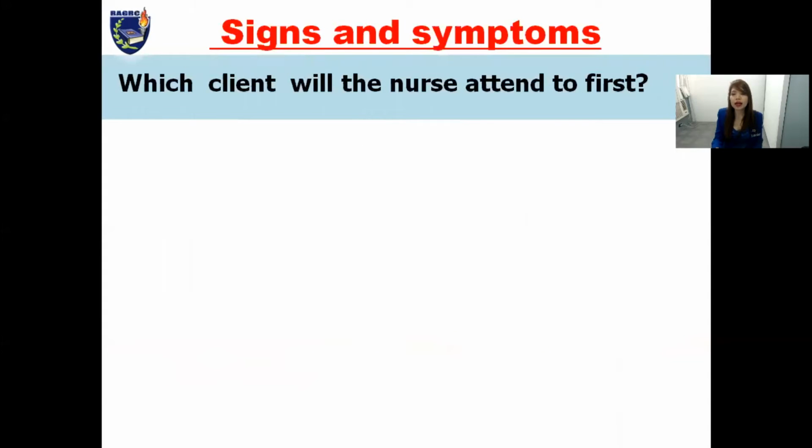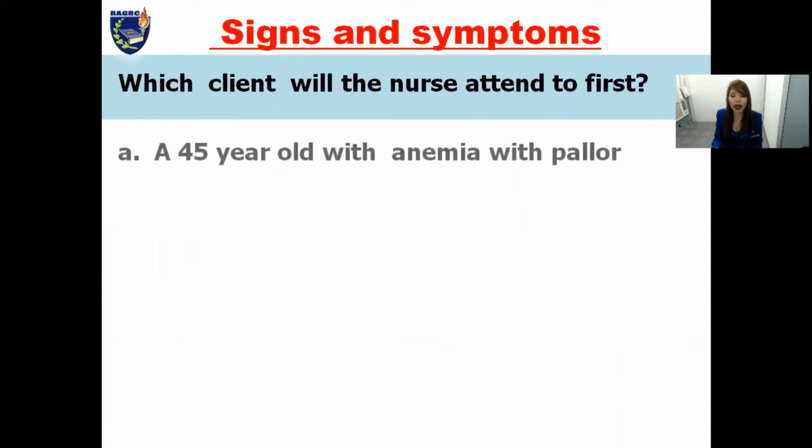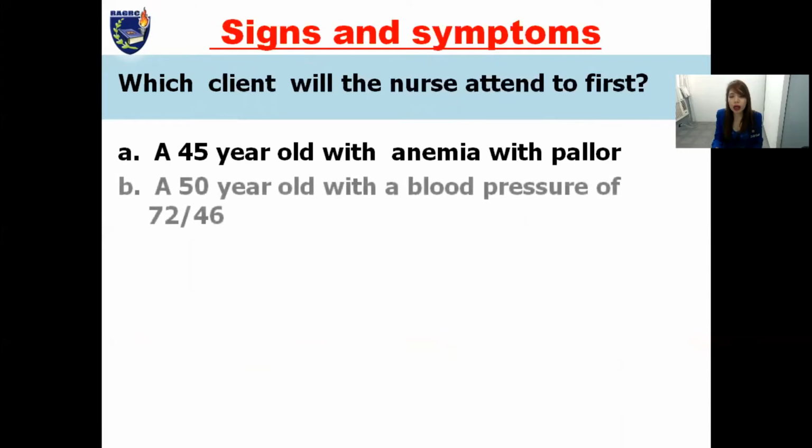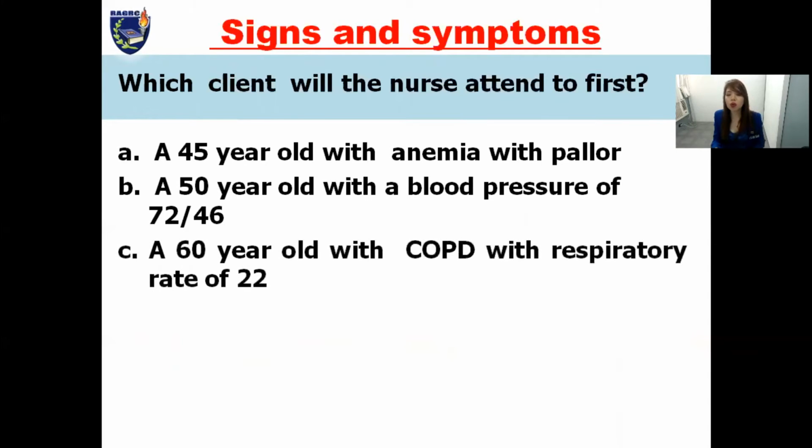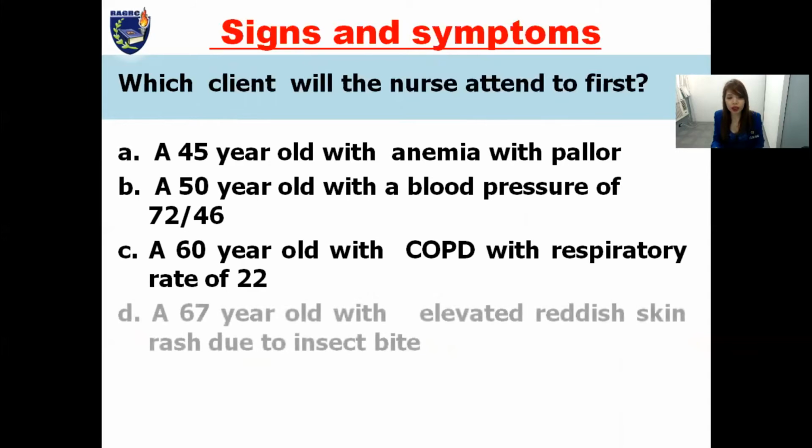Another question. Which client will the nurse attend to first? Letter A, a 45-year-old with anemia with pallor. Letter B, a 50-year-old with a blood pressure of 72/46. Letter C, a 60-year-old with COPD with a respiratory rate of 22. Or letter D, a 67-year-old with elevated red skin rash due to insect bite.